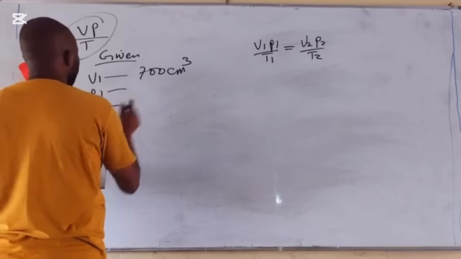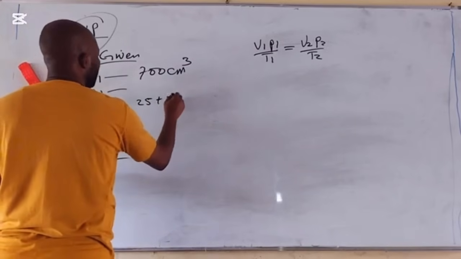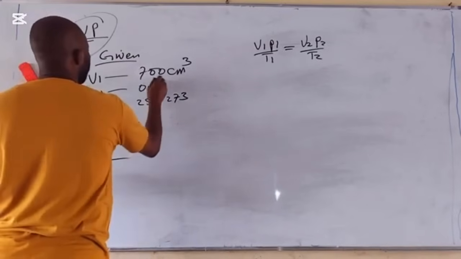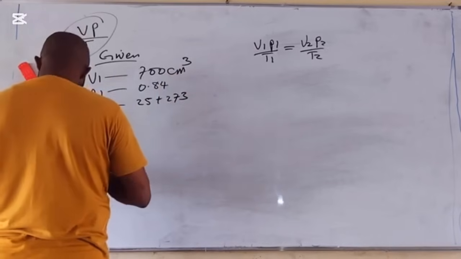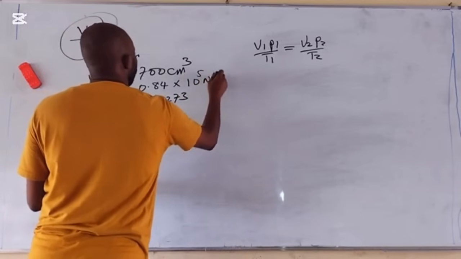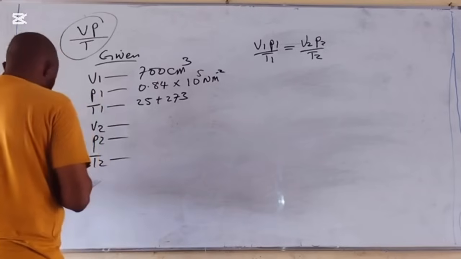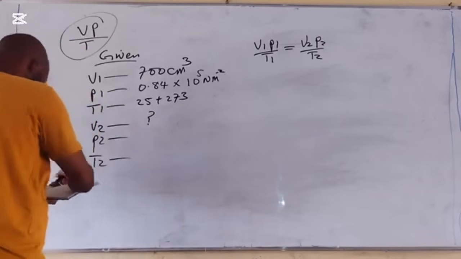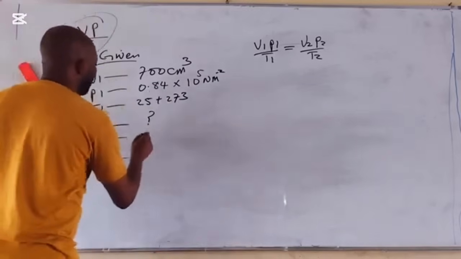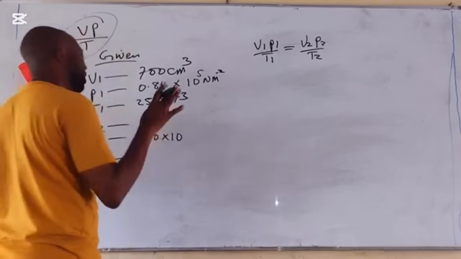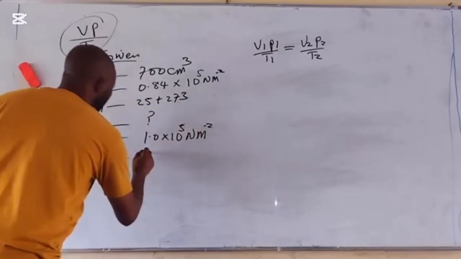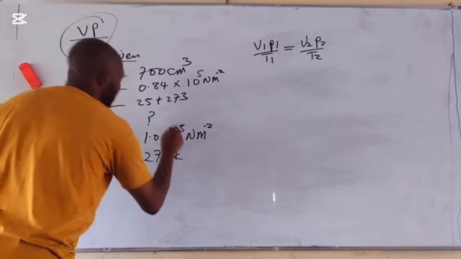At 25 degrees Celsius, T1 is 25 plus 273, and P1 is 0.84 times 10 raised to the power 5 Newton per meter square. What is the volume at standard temperature and pressure? I think that's all we need. So now, what is our P2? Our P2 here is 1.0 times 10 raised to the power of 5 Newton per meter square. Our T2 is 273 Kelvin.